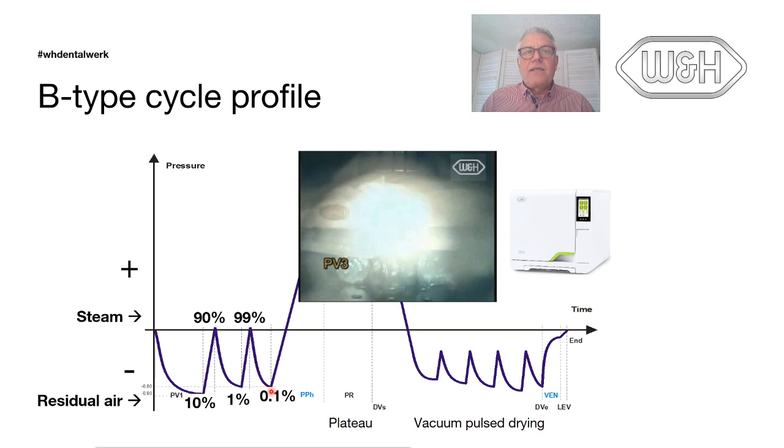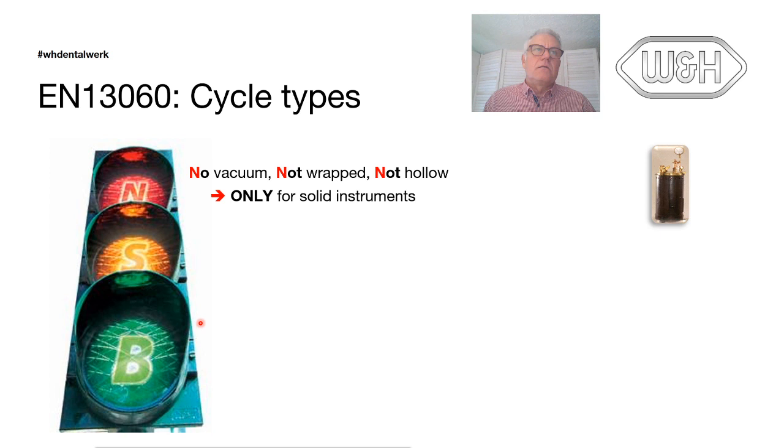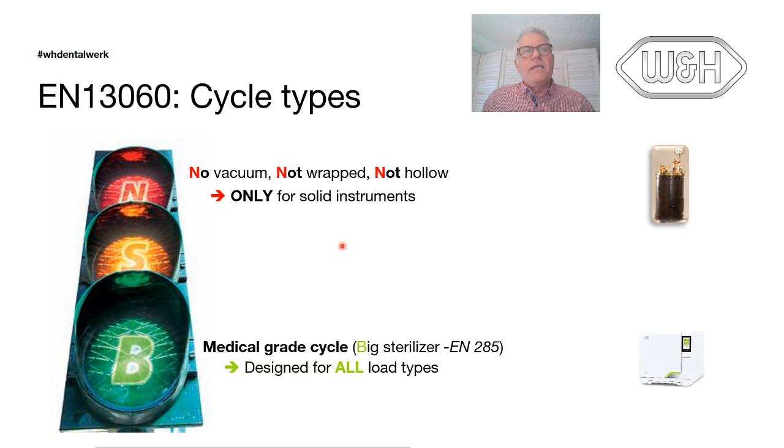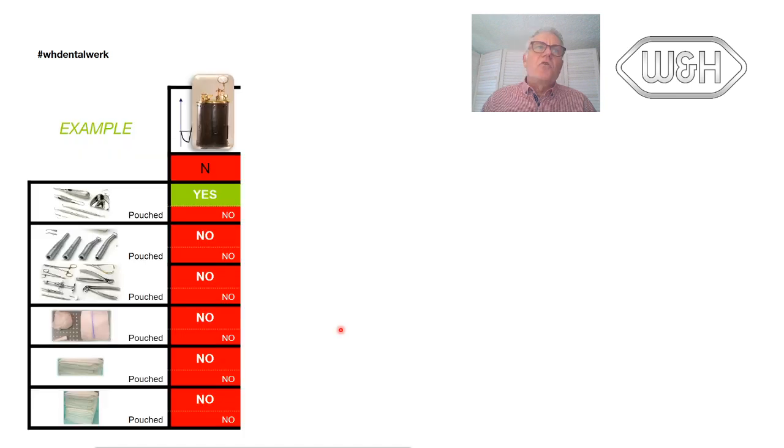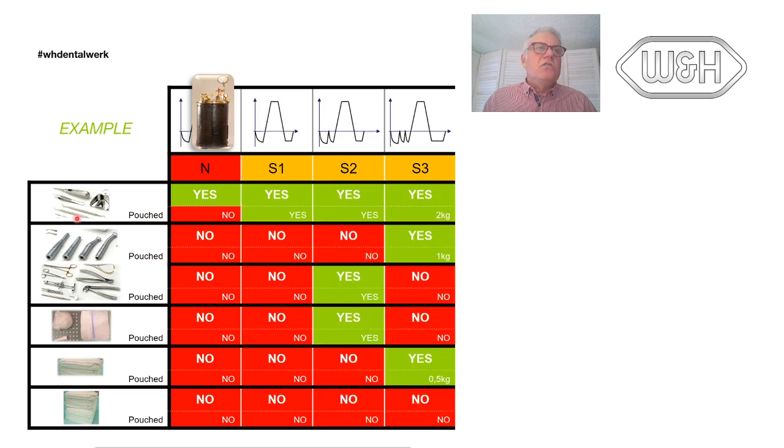So this European standard classifies cycles N, S, B. B, this is the medical grade cycle. N, forget it. S is a specific cycle for specific products. You cannot sterilize everything, but some specific products. I'm rushing a little bit now. Look, this is the classification of the different families.